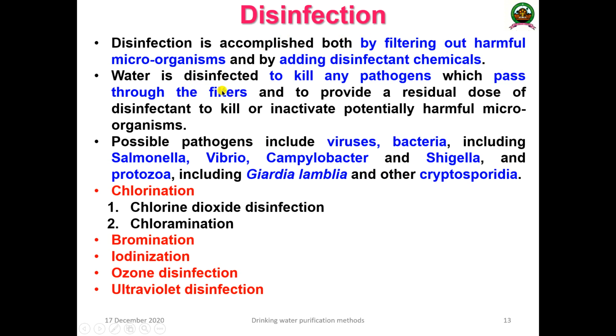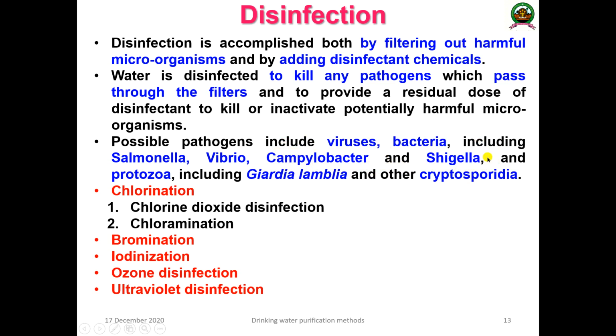The water is disinfected to kill the pathogens which pass through the filters and to provide a residual dose of disinfectant to kill inactive, potentially harmful microorganisms. So it will clearly tell the concentration of disinfectant required to kill the microorganisms. The possible pathogens we have already discussed. There are viruses, especially bacteriophages. Bacteria include the bacteria that cause typhoid, that is Salmonella; the bacteria that cause cholera, that is Vibrio; and the bacteria that cause food infection, that is Campylobacter.